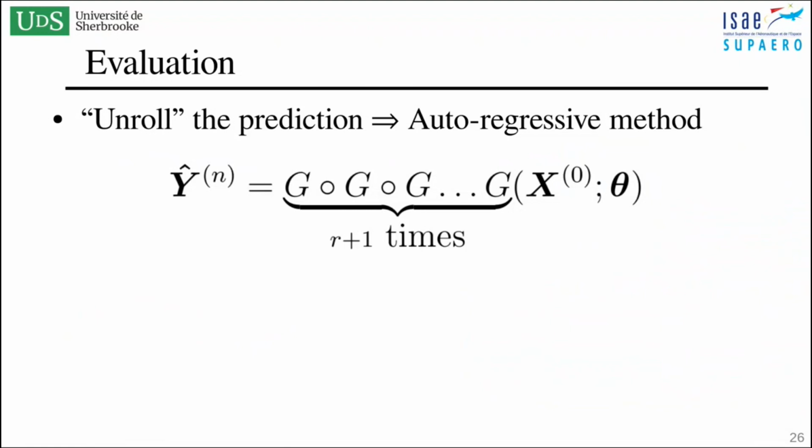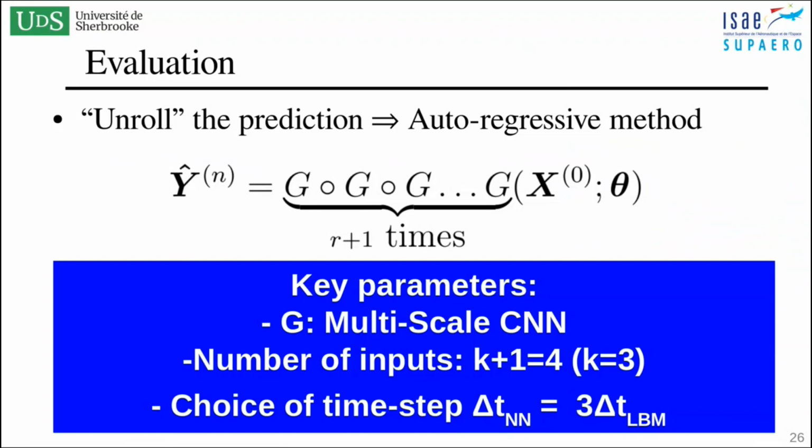Once we have trained this G, we are going to be able to unroll the predictions, so use this in an autoregressive fashion, and this is just using the output at some time step as the next input, and this is done r+1 times. And so the key parameters here is how to choose the G, the multi-scale neural network, what's the number of inputs, so this K, and what's the choice of time step. Here we have chosen K equal to 3, and the delta time step, the delta TNN, is chosen as 3 times the lattice Boltzmann time step.